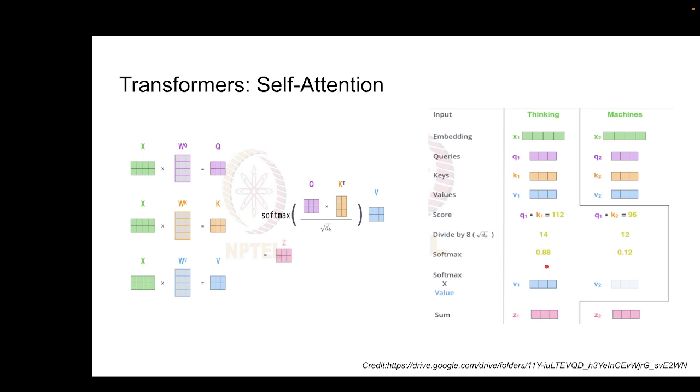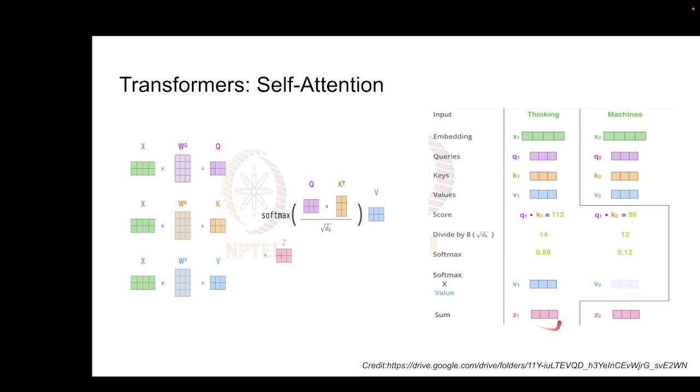Now we have the value vectors already, so we do a weighted sum: 0.88 multiplied by v1 and 0.12, which is much lower, multiplied by v2. Hence you can see that the color has become very light. We do a weighted sum, and that gives us z1. So this is how z1 is calculated.